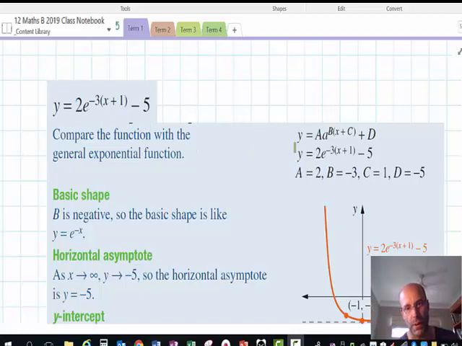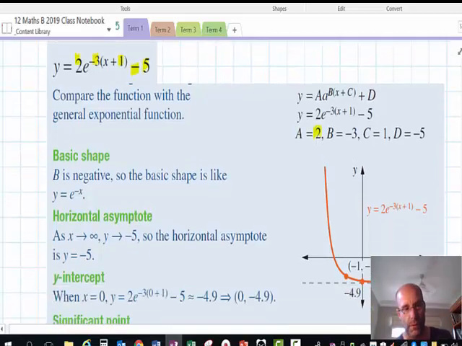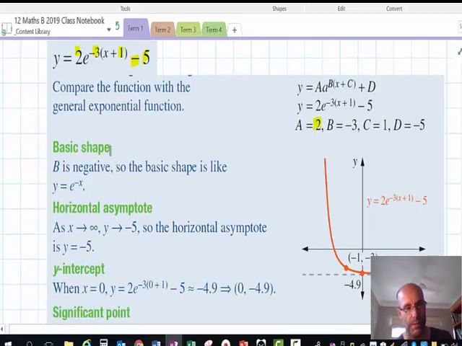Okay, we have a more difficult one, and again we go through those same steps. We compare with the general exponential function. a is 2, b is -3, c is 1, and d is -5. So we've got to consider the shape, and this time b is negative. Now we've got to remember our lessons from y equals e to the negative x.